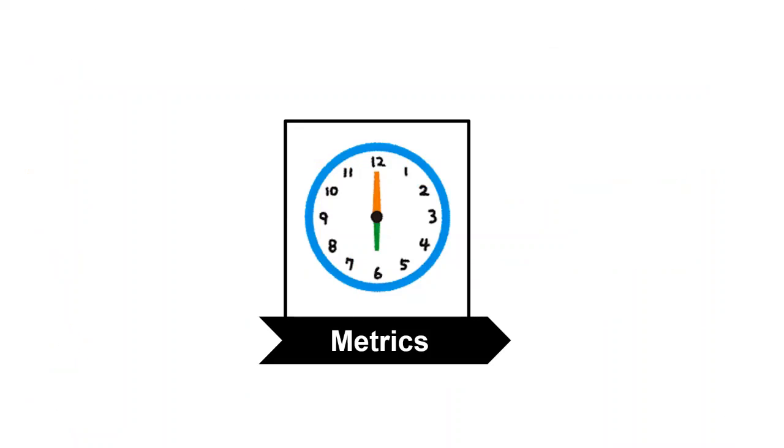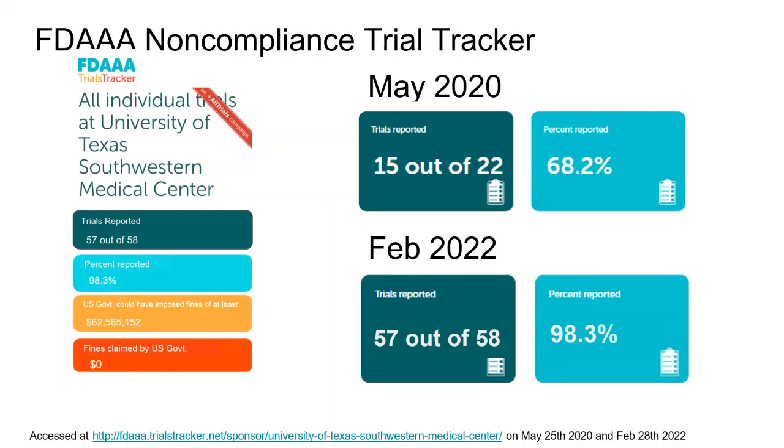So now let's quickly review ct.gov compliance metrics. According to the FDAAA non-compliance trial tracker website, we had a little hiccup last month. Our compliance rate was down to 98% from 100%. But the study team immediately took action to resolve the issue. The record has been corrected and submitted to NIH. So hopefully we'll get back to 100% next month.